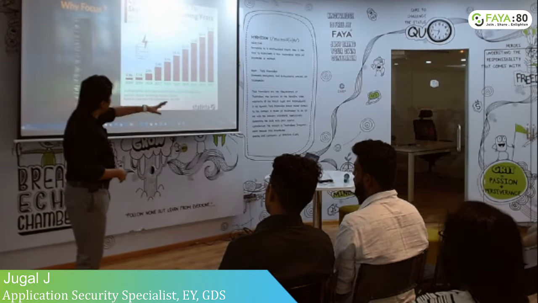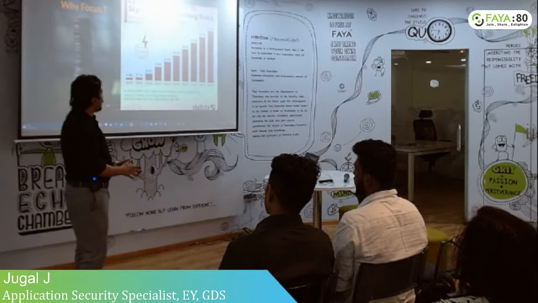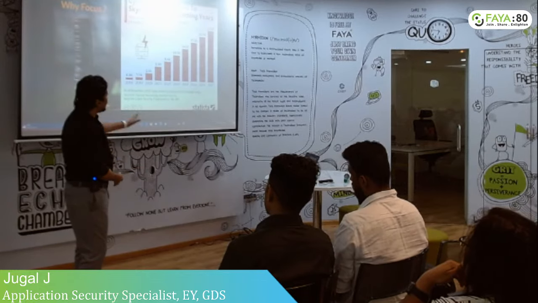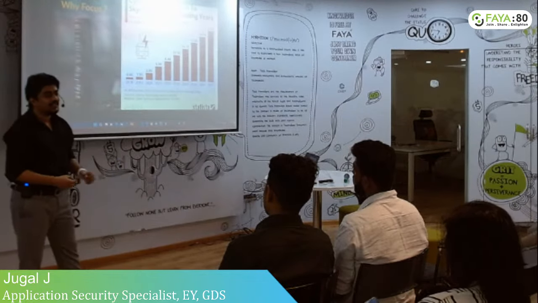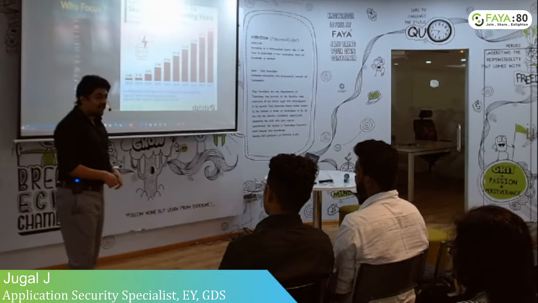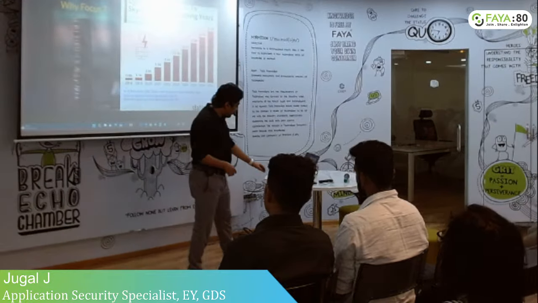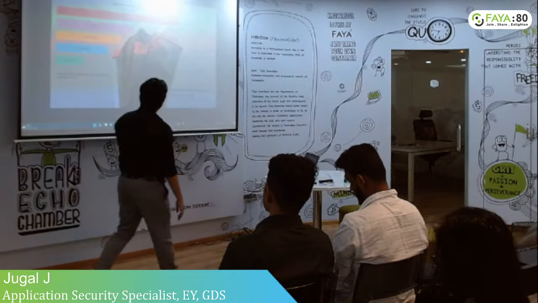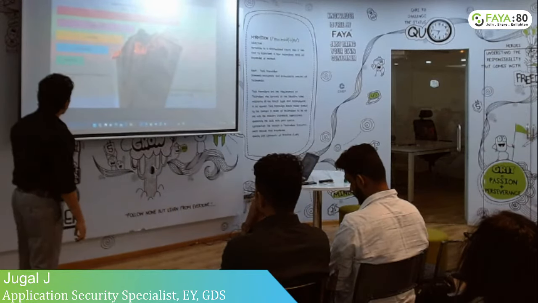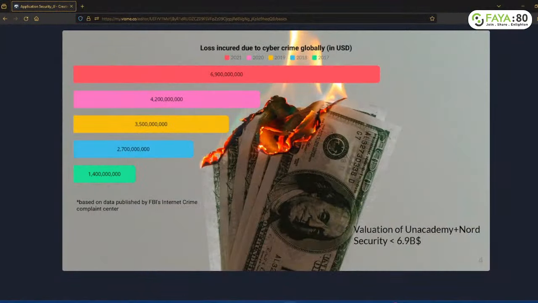And this is a combination of all the attacks that's possible, right? And the numbers just keep going up. That is the reason why cybersecurity is very important these days, especially from an organizational view. Again, that's more data, money getting burned. That's not good anyway. So we are looking at $6.9 billion worth of loss as per FBI's data. That is definitely not good, right?